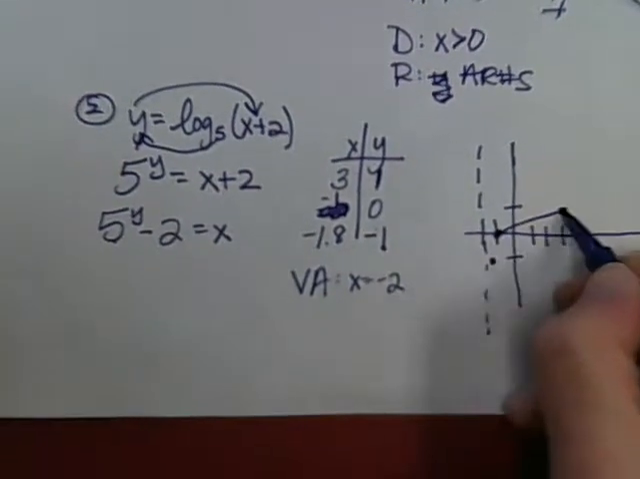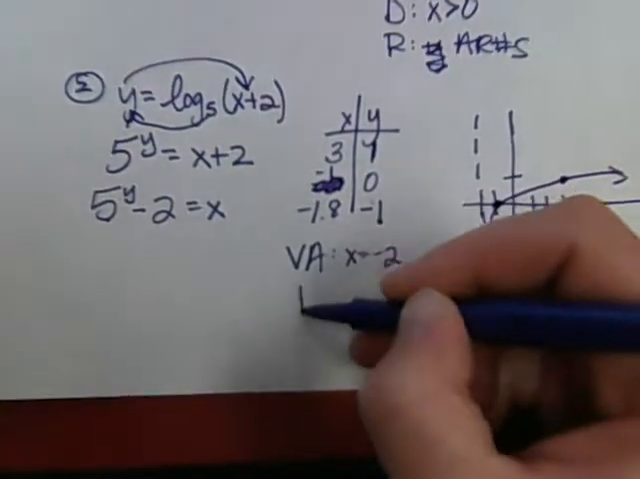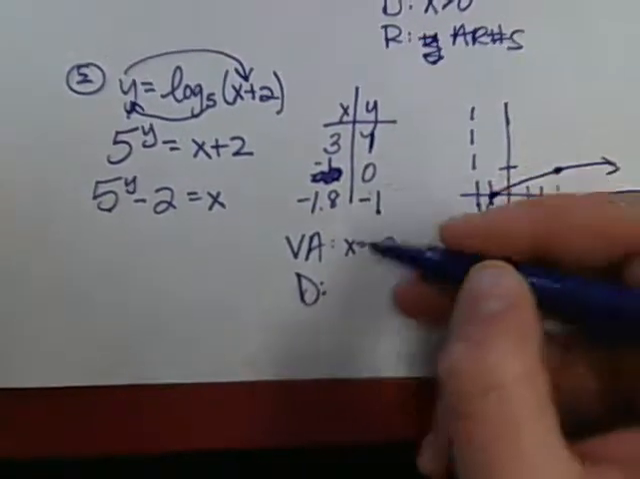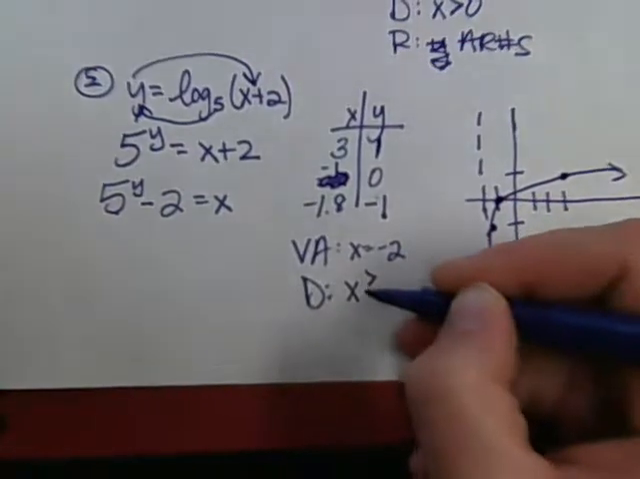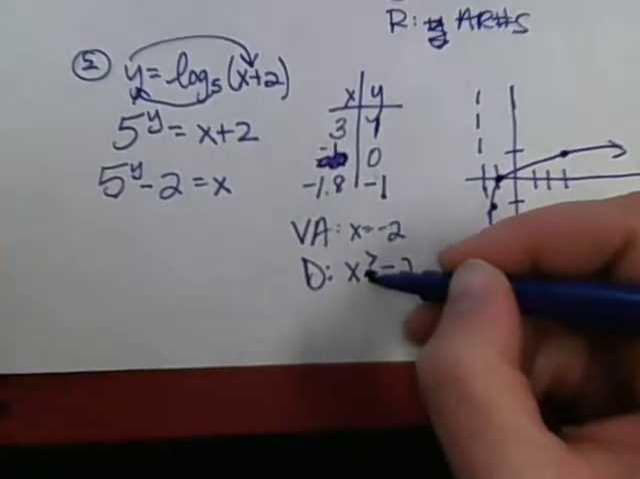Okay, so now I'm curving to the right again and approaching that asymptote. And when I think about domain, x is everything to the right of negative 2. It cannot be negative 2. So get rid of that equal to that I put in there.